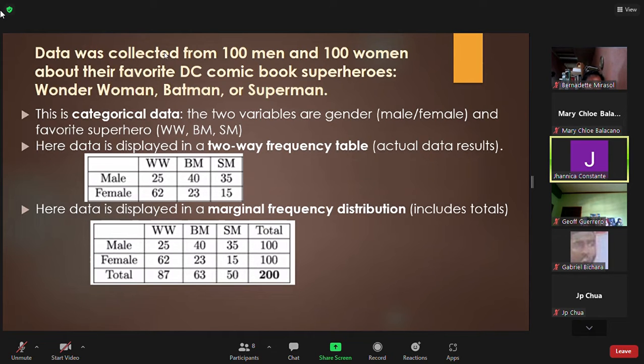As you can see in these two different tables, the first one doesn't have a total number for both the rows and columns of the set of data that we have. For the marginal frequency distribution, there are total numbers on rows and total numbers for columns. So that's the difference between the two-way frequency table and the marginal frequency distribution.